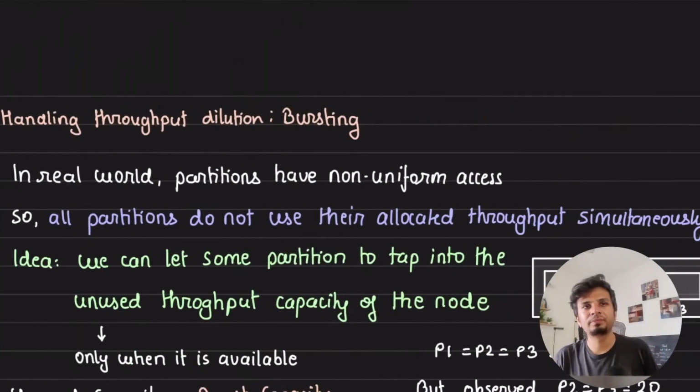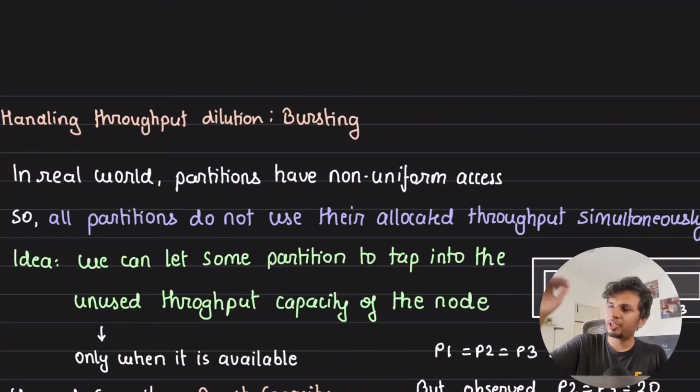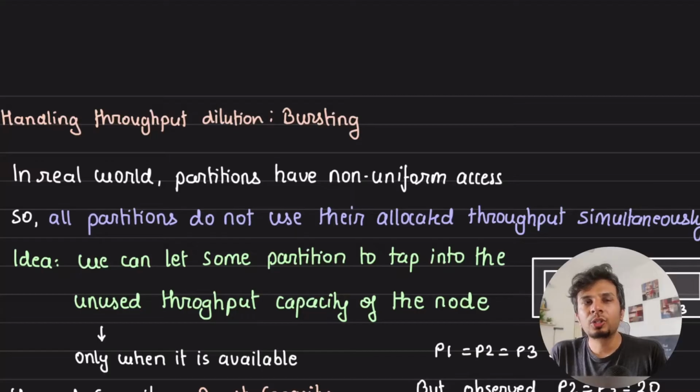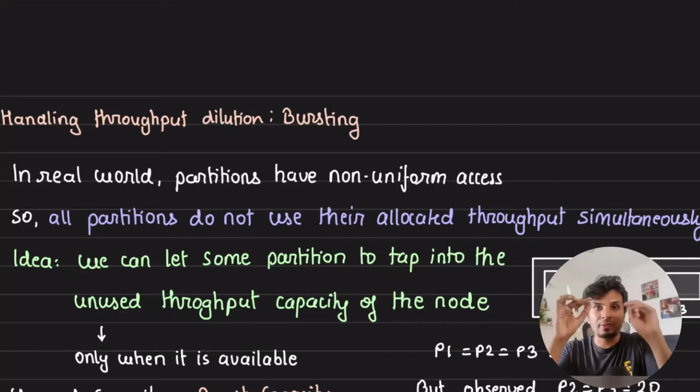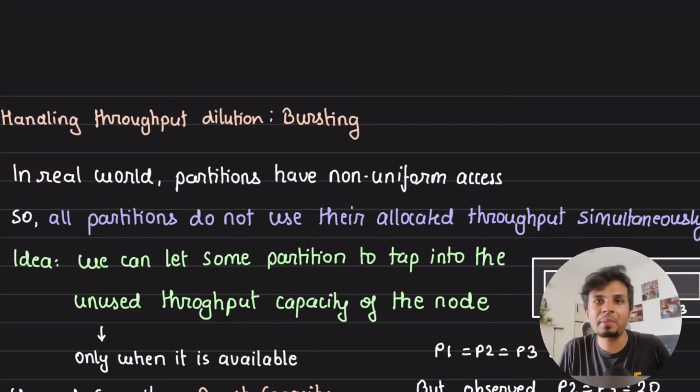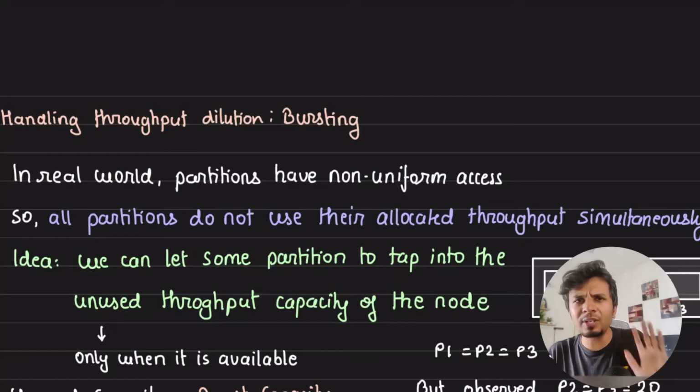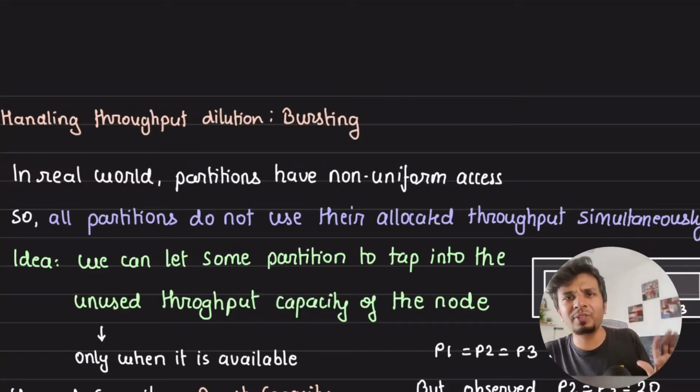Let's take a look. So, the first way of handling throughput dilution is called bursting. In the real world, if you look carefully, the pattern is something like this. If I take the example of social media, if a post is recent, a huge amount of traffic would come in. After some time, no one cares about that post. Correct? The exact same thing would happen.